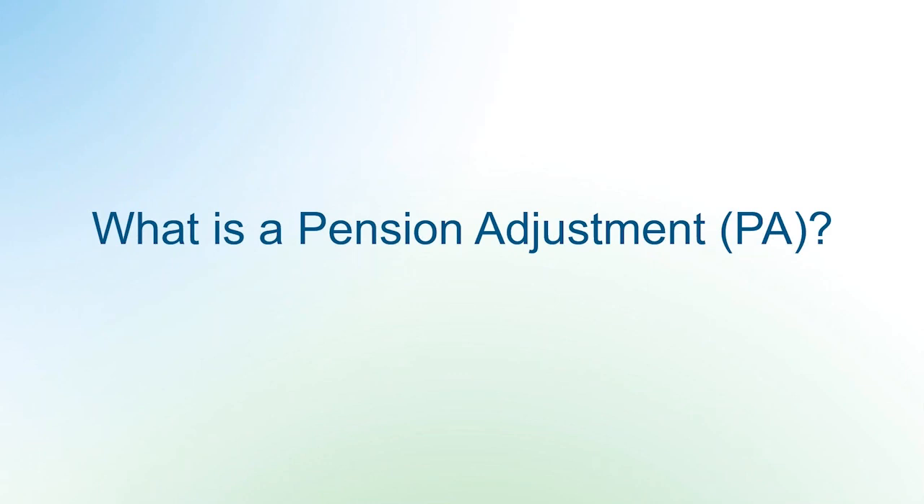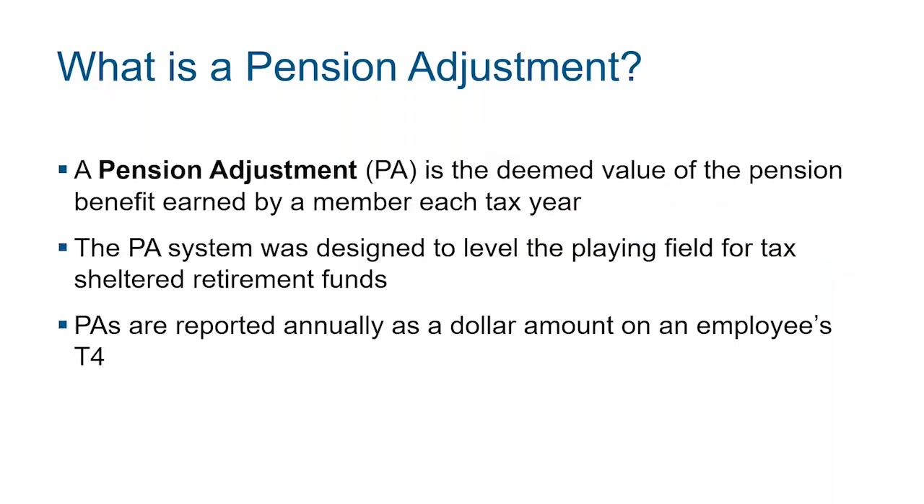So what is pension adjustment, or PA? Some of you have worked with pension adjustments, but many of you have less experience. So let's start with the basics. Why do we do it? A pension adjustment is used to determine the deemed value of pension earned by a member in a registered pension plan each year. The pension adjustment system was designed to level the playing field for tax shelter retirement funds between Canadians that have access to employer-sponsored pension plans and those that don't and who may have to save for retirement to a more traditional RSP account.